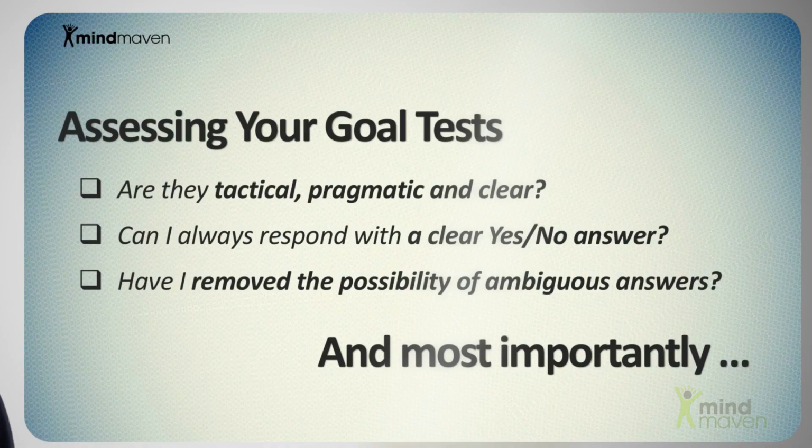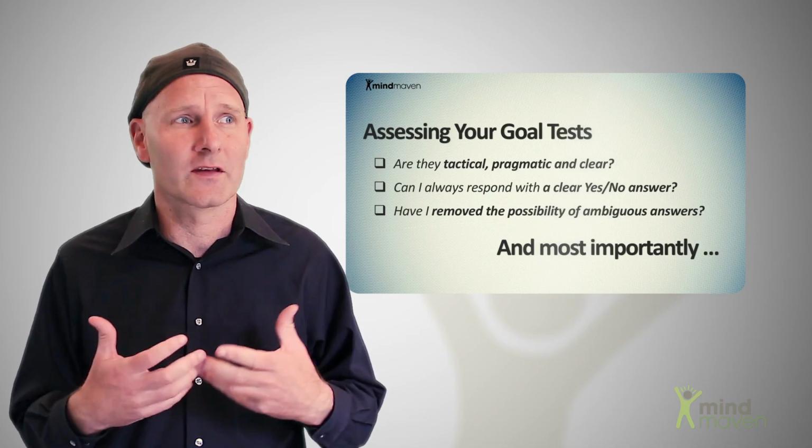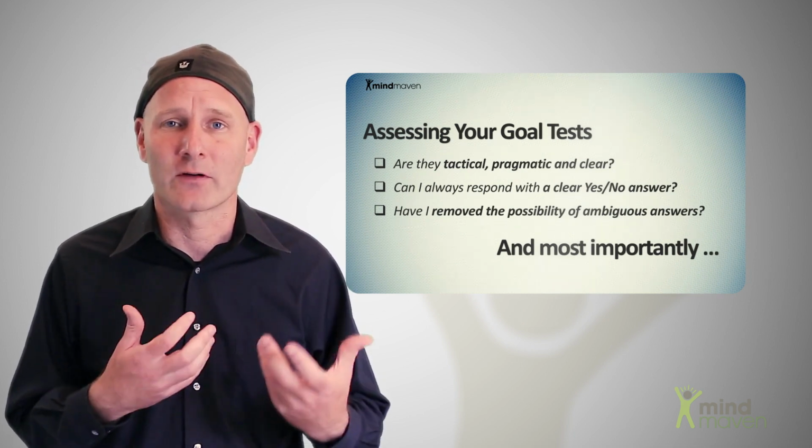And the second point is, you got to ask yourself, if you move yourself into the future, say 6 months or 3 months, and you look back and you ask yourself this goal test, you read the goal test, can you always, with absolute clarity, answer the question in a yes or no way? Is it very objective, right? The third thing is, is it completely free of ambiguity? Right? Because one of the things we don't want you to have is an out, right?